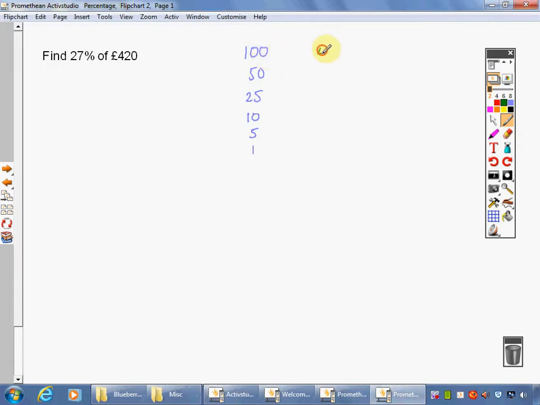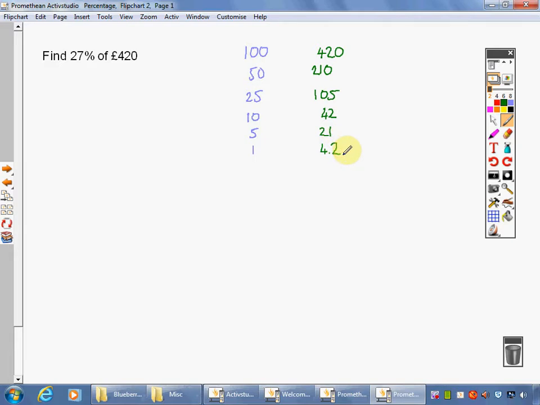So 100% is £420. So 50% is going to be half of that, which is £210. 25% will be half of that 50%, which is 105. 10% will be 10 times less than the 100, which is 42. 5% will be half the 42, which is 21, or you could have worked it out as being a tenth of the 50. 1% here will be a tenth of 10 or a hundredth of 100. So it's either 4.2 from here or 4.2 from there.